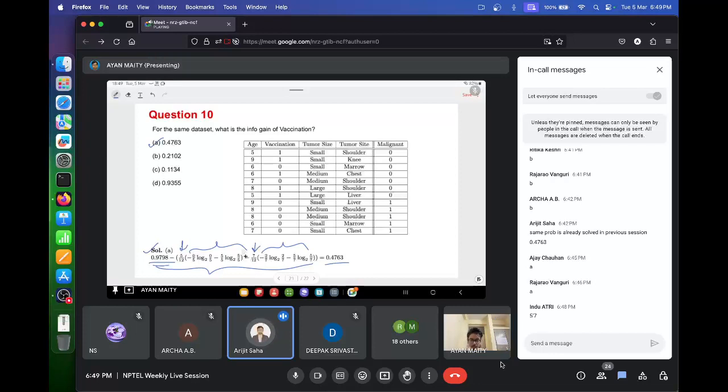Sir, in this data set, which one will be the root of the decision tree? The information gain we only computed for vaccination. Then we have to compute for the other variables also: age, tumor size, tumor site. So for all these 4 input features you have to compute this information gain, and you have to pick the attribute with the highest information gain out of these 4. That means whichever attribute gives the highest IG value, that will be our root.